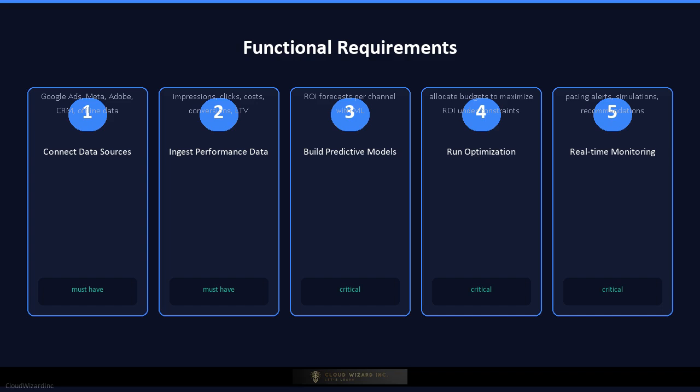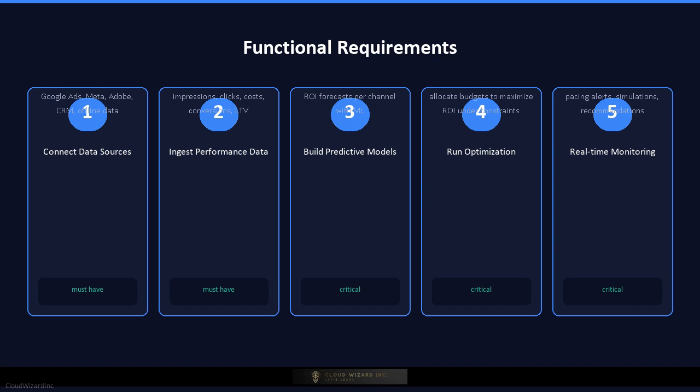First, the engine must connect to all marketing platforms and data warehouses: Google Ads API, Meta Marketing API, Adobe Analytics, CRM systems, and offline sales data. Second, it must ingest granular performance data including impressions, clicks, costs, conversions, revenue, and customer lifetime value with proper attribution models. Third, it must build and maintain predictive models for each channel that forecast expected ROI based on spend level, seasonality, competition, and market conditions.